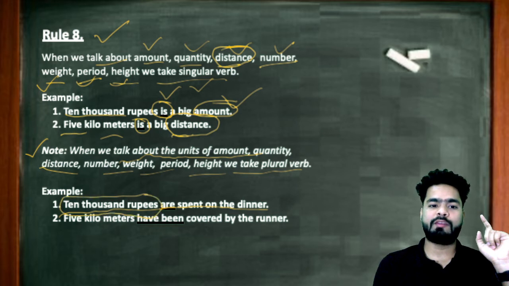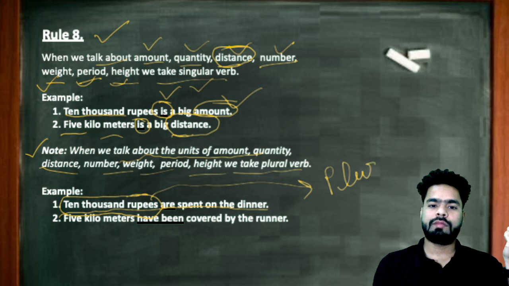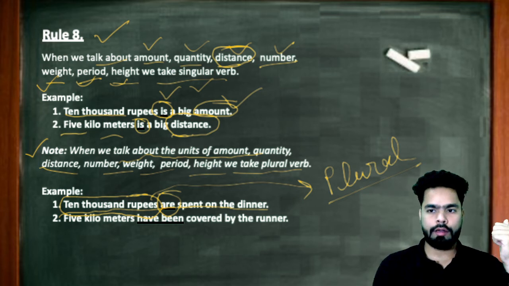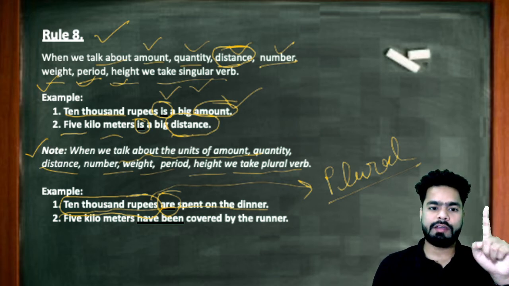How many rupees are spent? 10,000 rupees spent. So 10,000 rupees is a plural amount, we have to use the plural verb, that is are over here. Are spent on the dinner, not is spent. Okay, 1 rupee is spent, but 10,000 rupees are spent.